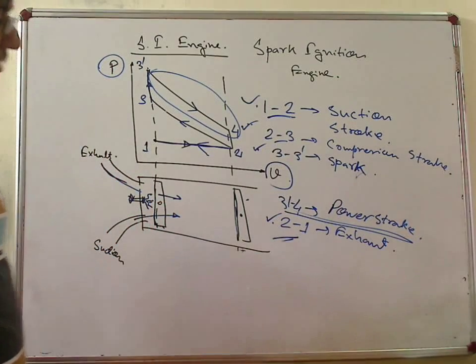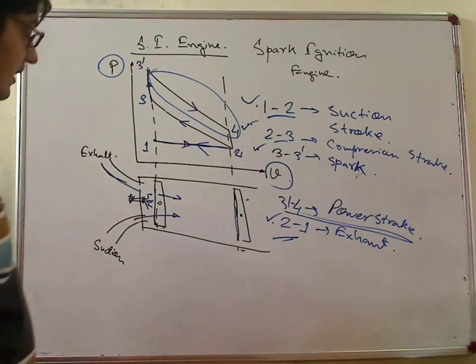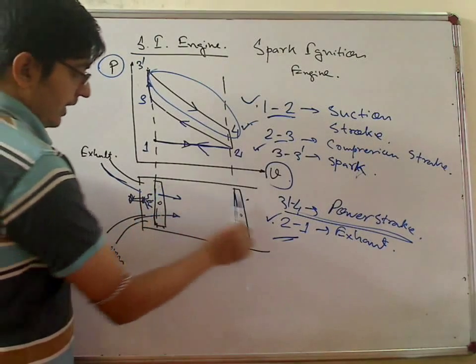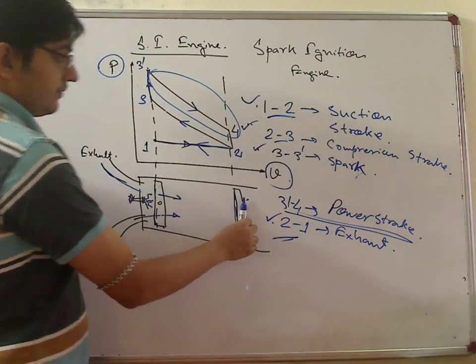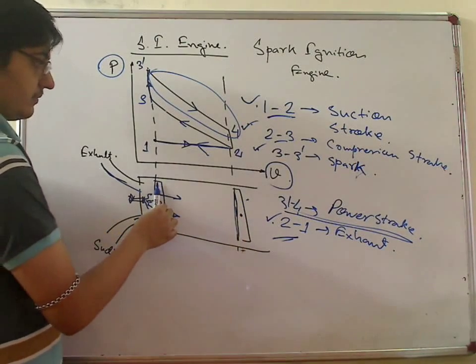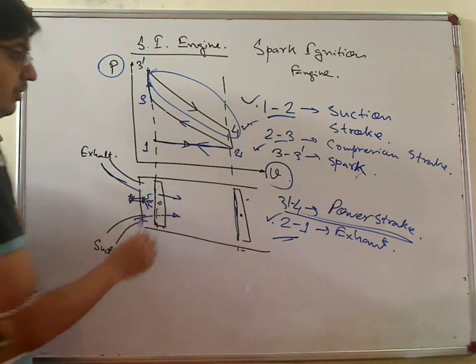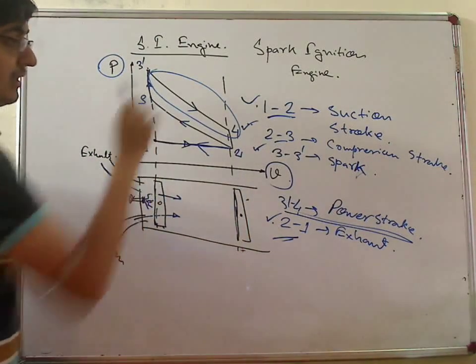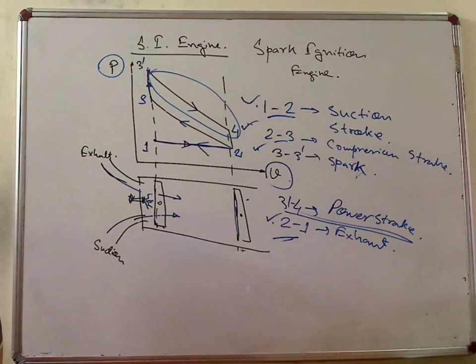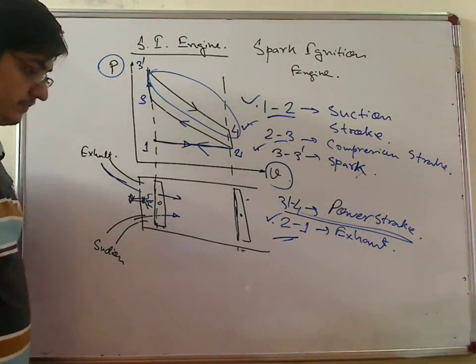So this is one thermodynamic cycle, and you can see that the movement is: one suction, compression, then spark, then power, and then exhaust. So it moves 4 times in one thermodynamic cycle. So it's a 4-stroke engine.